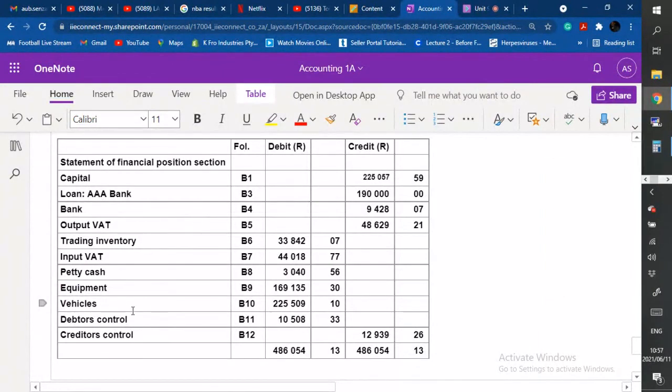Then everything else has remained the same. There's your loan, your bank, etc. Same amount if you look in your trial balance, on the same side, whether it was a debit or a credit. And then obviously it's balancing at the end there. And can you see there's no drawings? And you're home and dry.